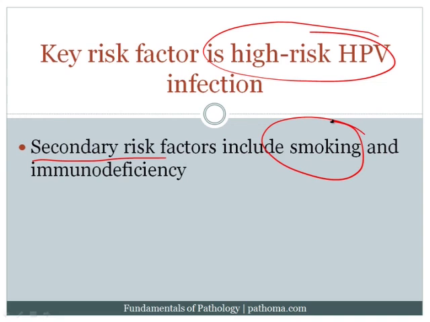It makes sense that smoking would increase the risk of kidney cancer and urothelial carcinoma because the kidney takes all of those carcinogens that go into the blood and it concentrates it in the urine.